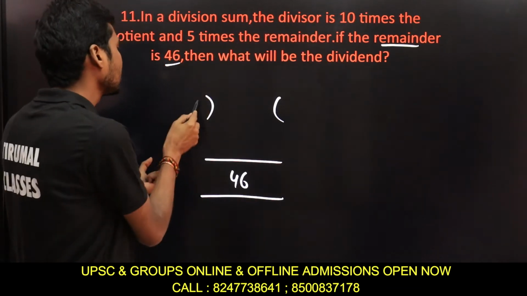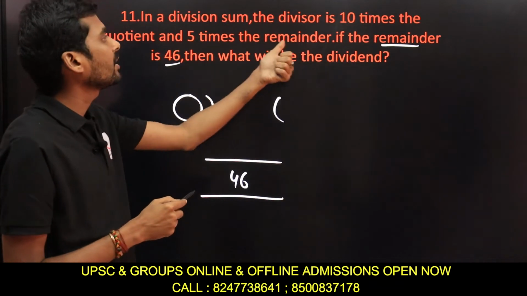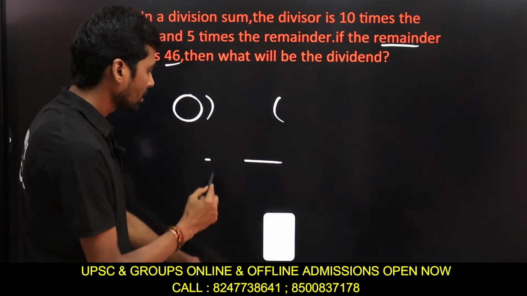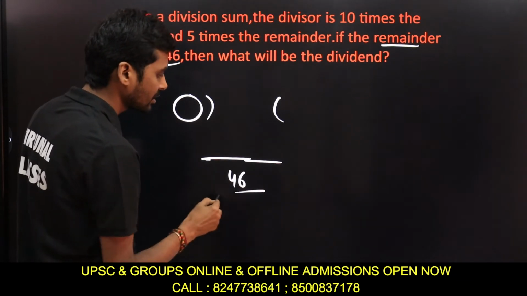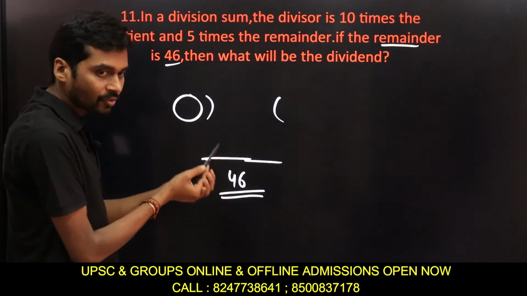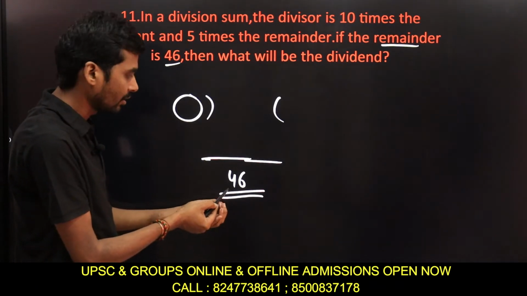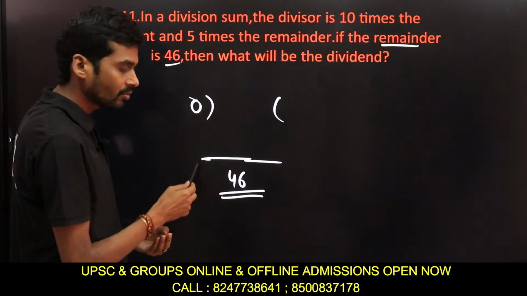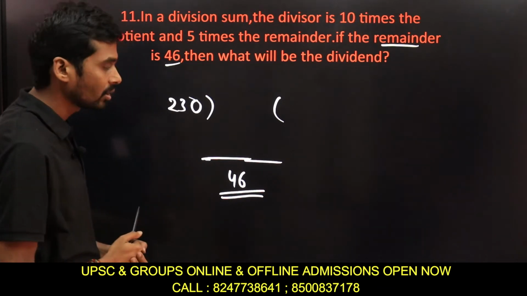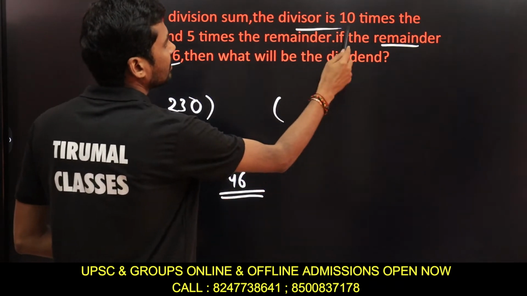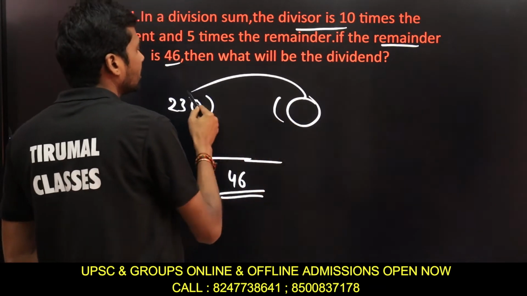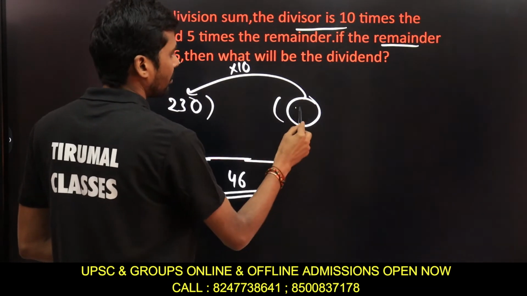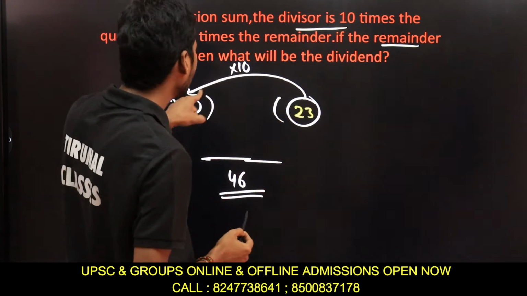Next, the divisor is 10 times the quotient and 5 times the remainder. In this problem it is given that 46 is the remainder, so the divisor is 5 times, that is 5 into 46. 5 6s are 30, 5 4s are 20, plus 3 is 230. So the divisor is 230. It is also given that the divisor is 10 times the quotient, so immediately I can say that the quotient must be 23, because 23 into 10 is 230.